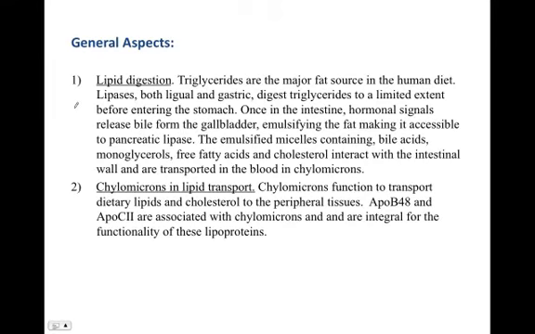So there's two main focus areas of this session, the first being lipid digestion. Triglycerides are the major fat source in the human diet, and they're digested only marginally by lingual and gastric lipases. The majority of the digestion of triglycerides occurs in the intestine, and that's through the activity of pancreatic lipase. And the free fatty acids and monoglycerols are then packaged for transport.